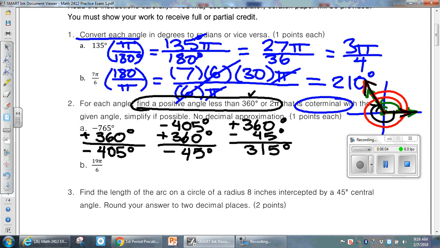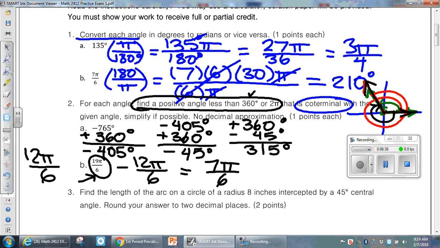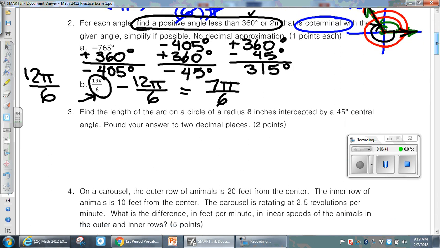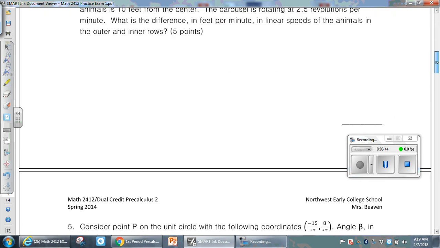Okay, now for radians, if you think about it, will this be above 2 pi? Yes, right? Because when we talk about a denominator of 6, 2 pi is equivalent to 12 pi over 6. Very good. And so if we want a positive angle coterminal to this one that is less than 2 pi, we subtract 12 pi over 6, because that's like subtracting 2 pi. If we do that, we will get 7 pi over 6. And that's it for those two problems.